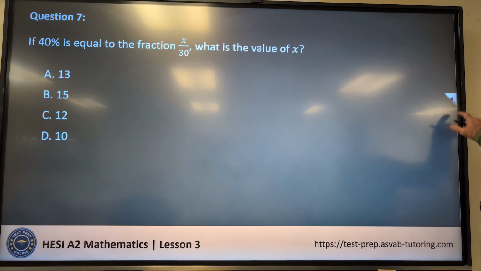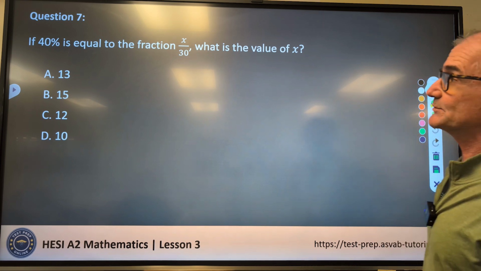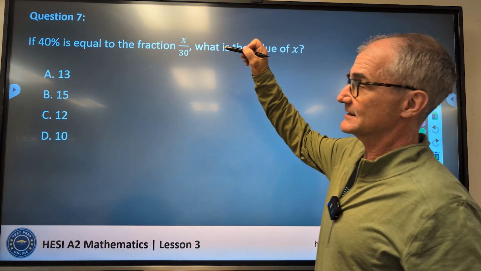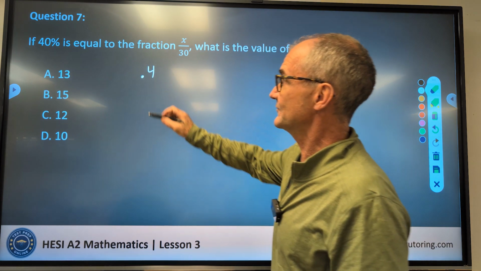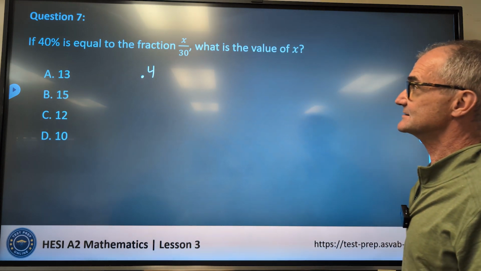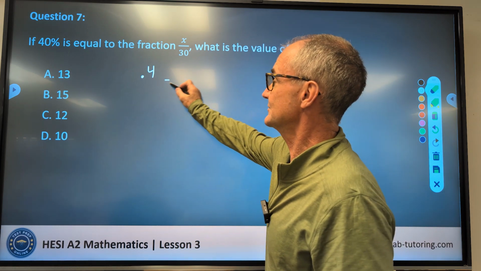40%. All right, let's see here. Let me get that pencil going. 40%. Again, I'm going to take that decimal and go over 1, 2 to get 0.4. 0.4 is equal to the fraction x over 30.